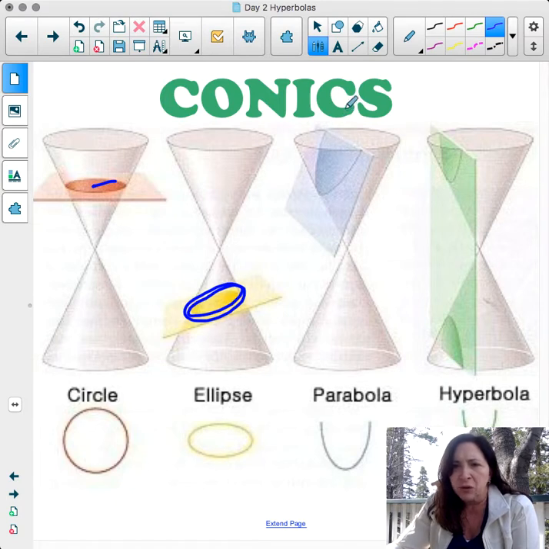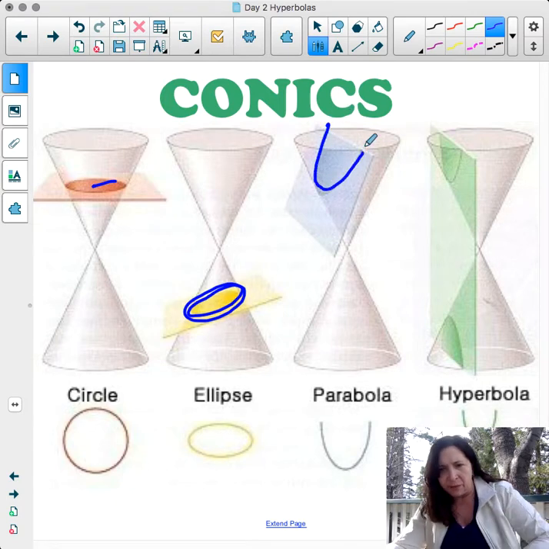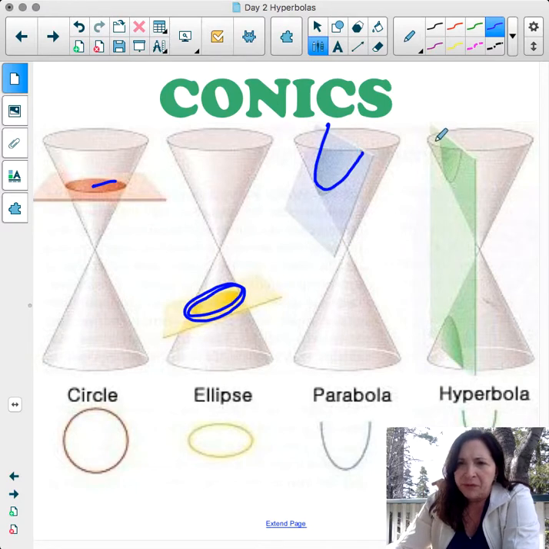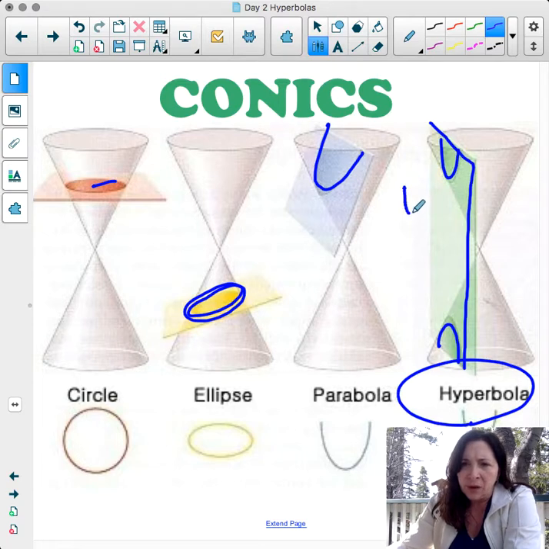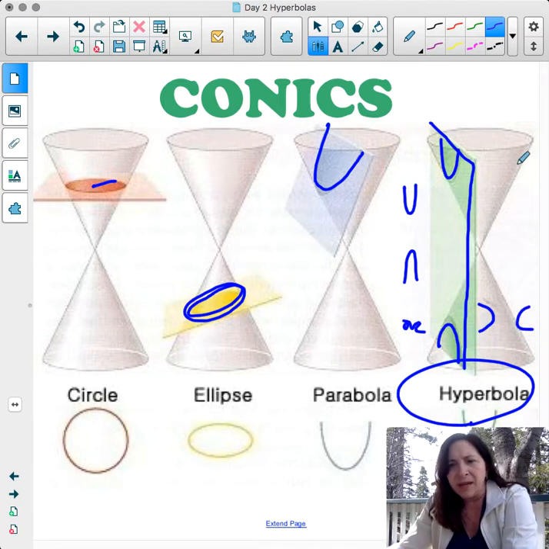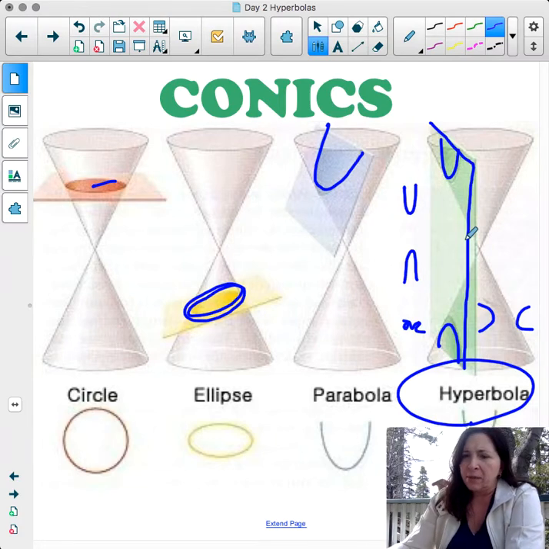If you slice a cone just on this one corner here, you're going to get this shape right here, which is a parabola. But if you slice the cone straight down like this, you're going to get this shape and this shape. That's what we call a hyperbola. And the hyperbolas are either going to be going up like this, or they're going to go sideways like this, depending how we're slicing the cone. So that's what we're covering today, hyperbolas.